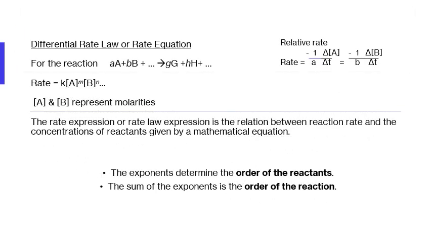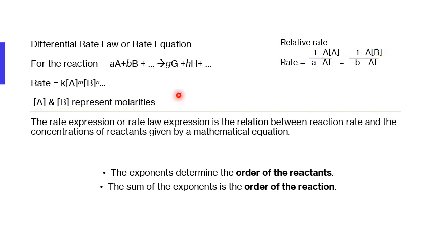Consider this general equation, that is aA plus bB, and we can write another reactant if we want to, gives gG plus hH plus another product. If we have another reactant here, we can write that product, right? Okay, so then a, b, g, and h are the coefficients of that balanced chemical equation. So how can we write the relative rate? For this one, we learned before that rate equals negative 1 over a, change in concentration of A divided by change in time, that equals negative 1 over b, because we had two reactants we have shown here, change in concentration of B divided by change in time.